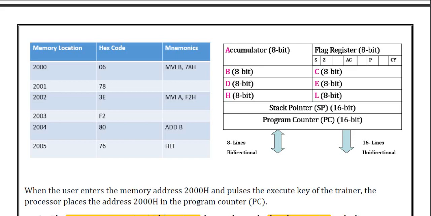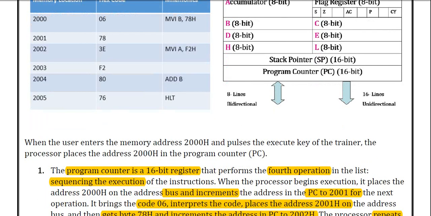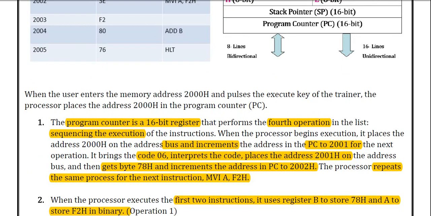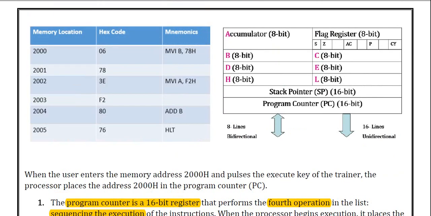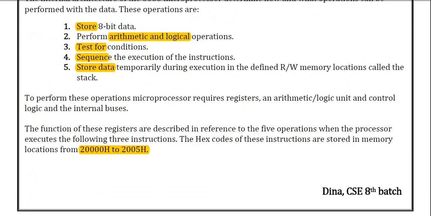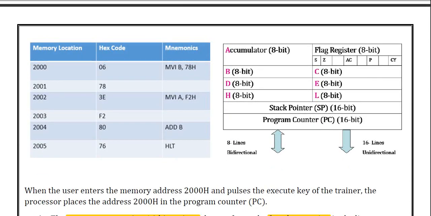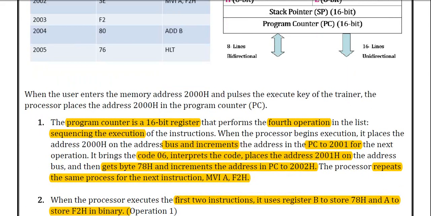Here we have the stack pointer and program counters, which are very important in this section. First of all, the program counter is a 16-bit register that performs the 4th operation in the list. What was that? The 4th operation in the list was the sequencing section. So first of all the sequencing will occur in this function. Then the sequencing, the execution of the instruction.